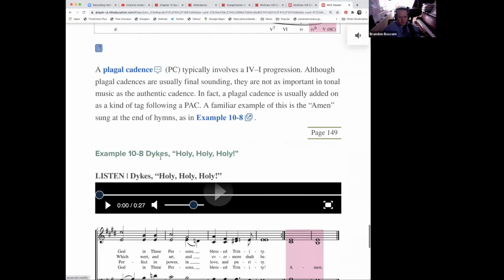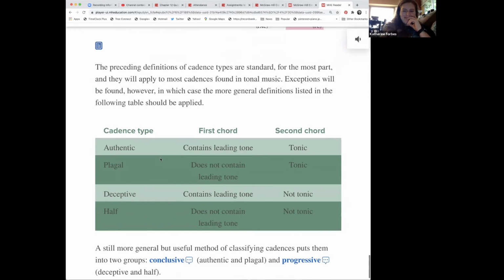There's the nice chart I'm looking for. We have an authentic cadence. First chord contains the leading tone, and the second chord is a tonic. Usually, it's 5-1. Plagal cadence does not contain the leading tone. The second chord is the tonic. That's usually 4-1.